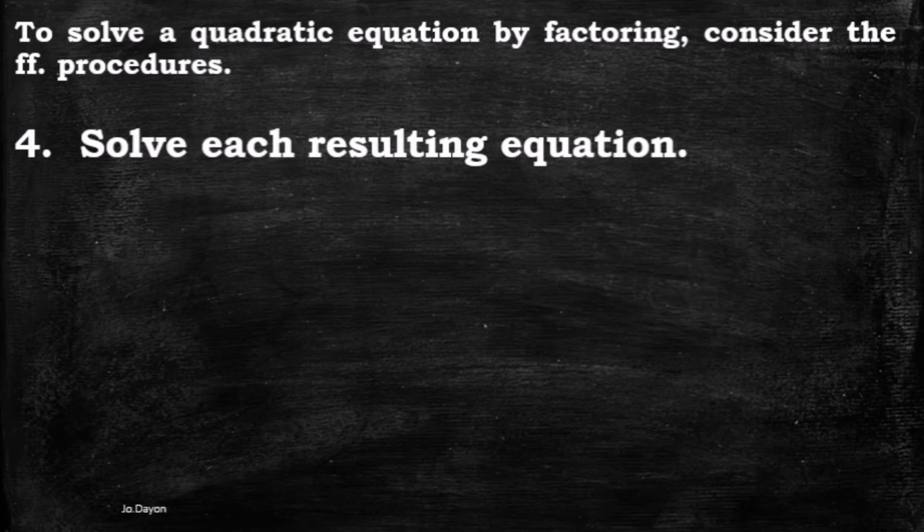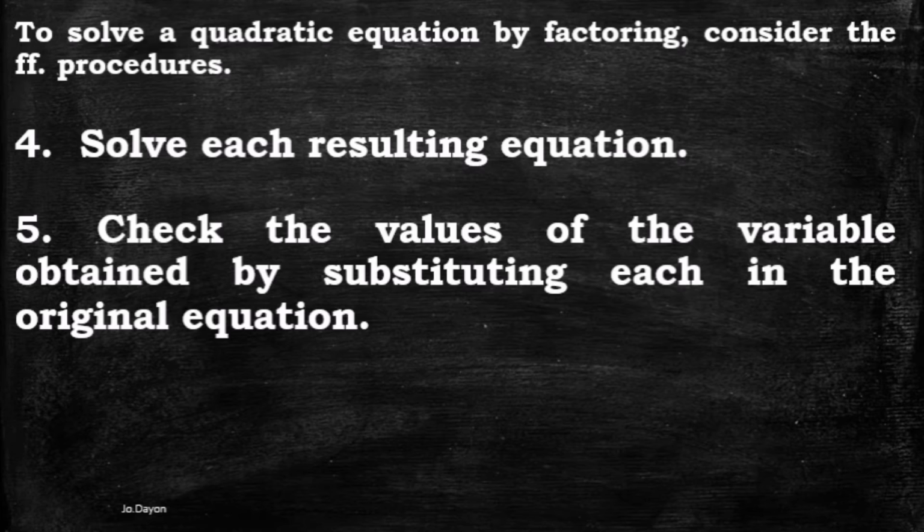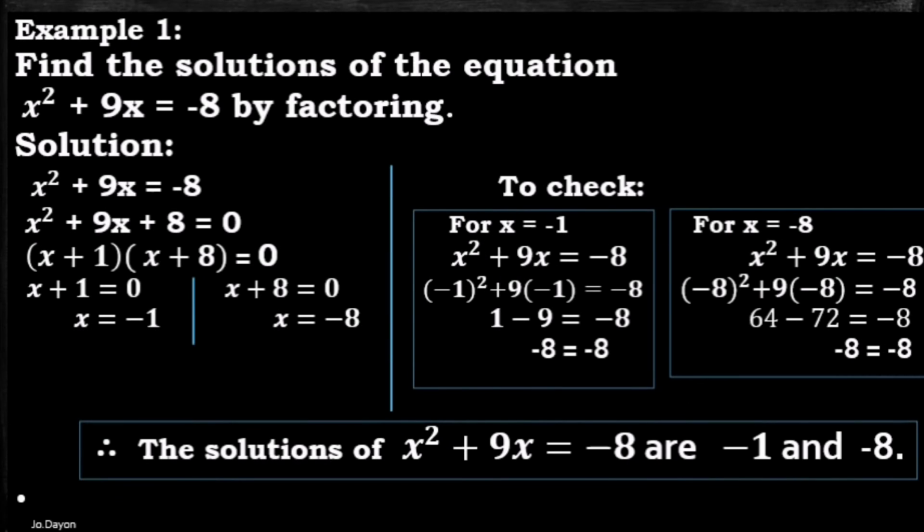Fourth, solve its resulting equation. And lastly, you have to check the values of the variable obtained by substituting each in the original equation. Now we will consider the first example. Find the solutions of the equation x squared plus 9x equals negative 8.